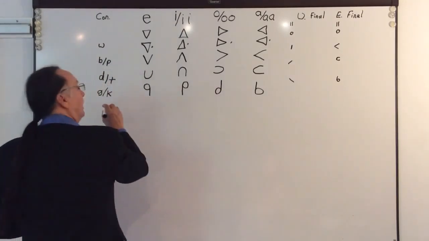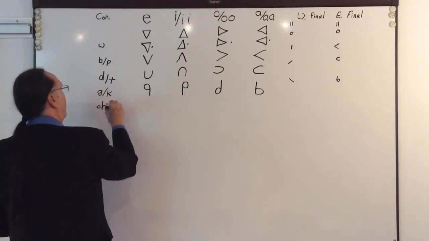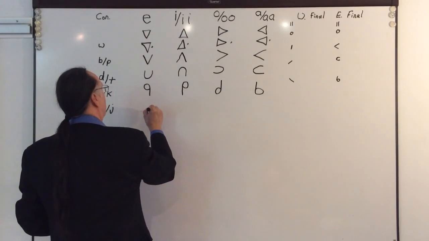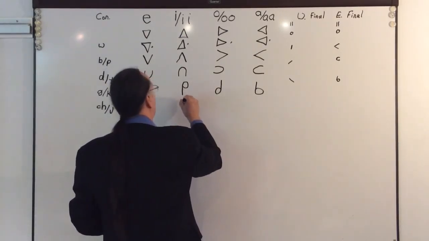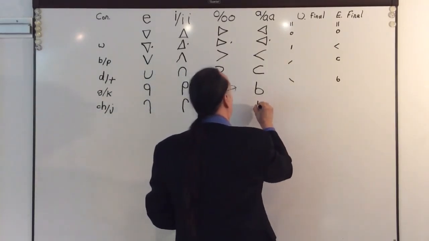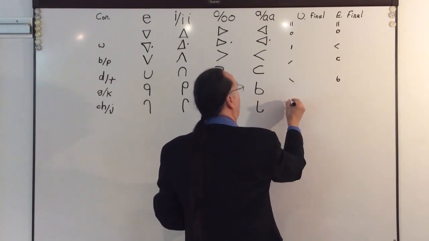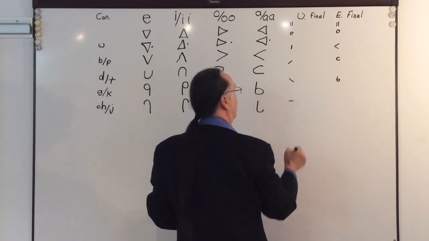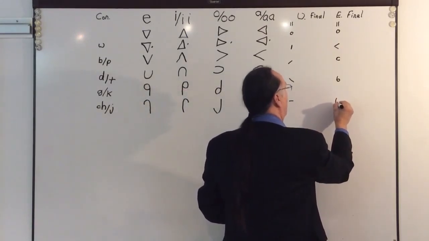All right. Next one is CH or J. And it will look like this. Che, Chi, Cho, Cha. And the Western final is going to be a little horizontal line, or a little cha.